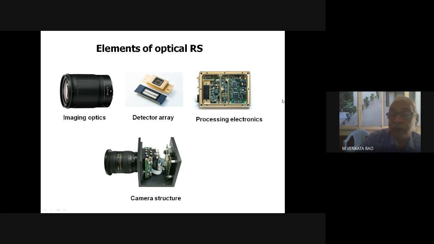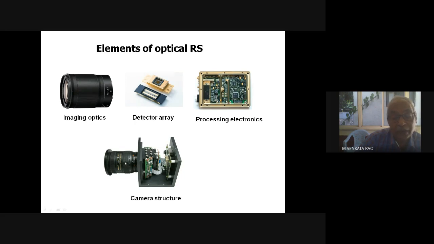The digital output is modulated on a carrier, and depending on the volume of data, the data rate, it can be in megabits per second or gigabits per second, that will be transmitted to the ground. So this is one, and in addition to this optics and electronics, of course detectors also come under electronics, you have mechanical. Mechanical is basically the structure, the camera structure, how you build it.